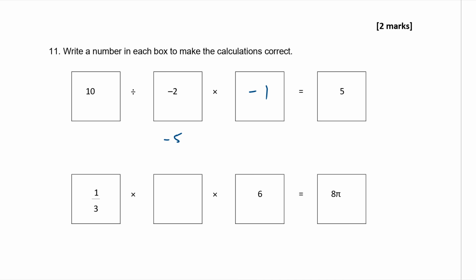Okay, 1/3 times something times 6 is 8 pi. Well, 1/3 times 6 is 2. So if I want to times something by 2 to get 8 pi, then I guess it needs to be 4 pi, doesn't it? So 4 pi times 2 is going to give me 8 pi altogether.